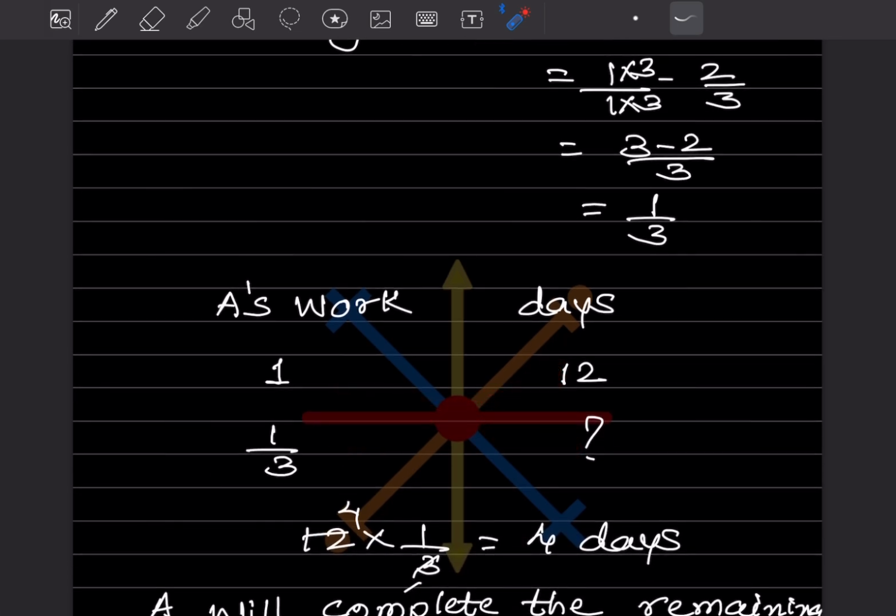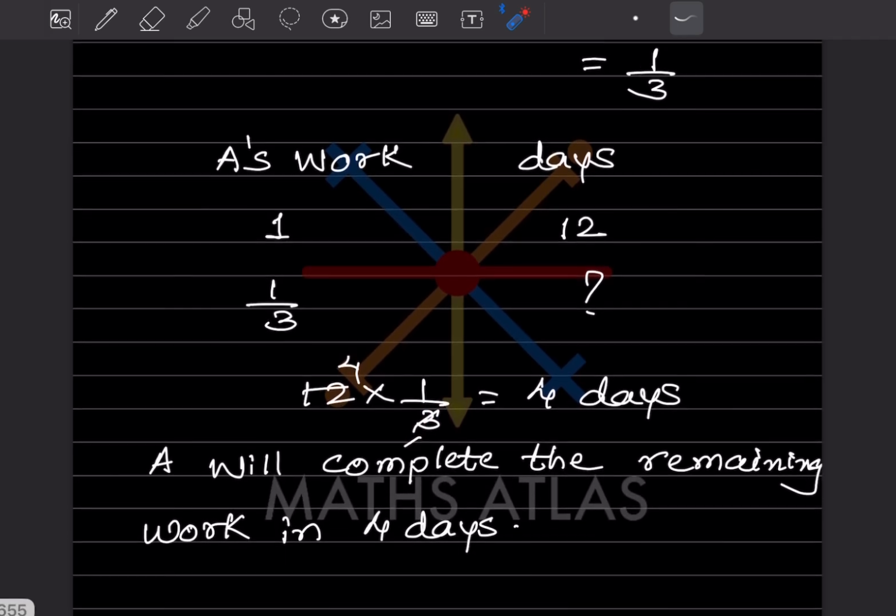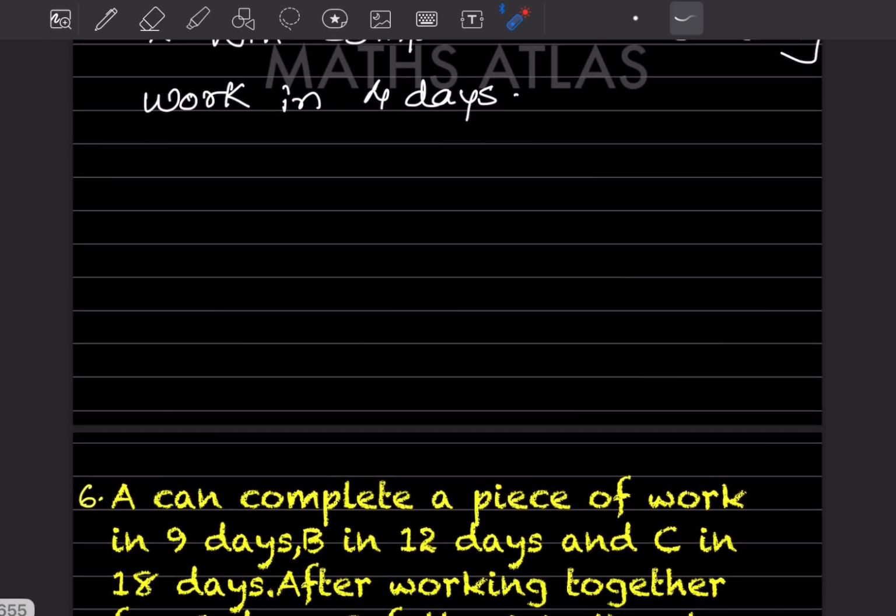Either you can also write here 12 into 1 by 3, or you can write 1 by 3 into 12. Both are the same. So after simplifying, we get 4 days. So A will complete the remaining work in 4 days.